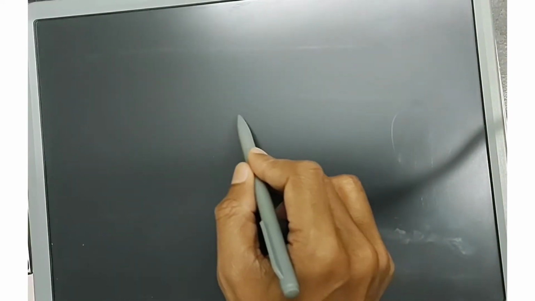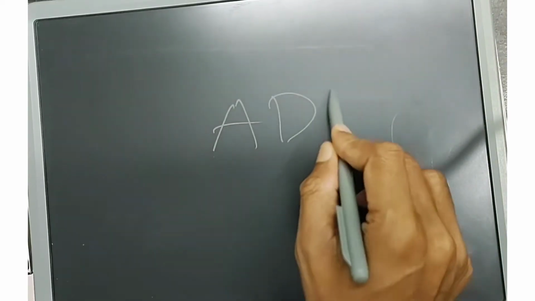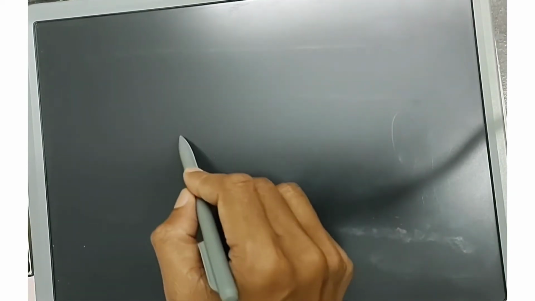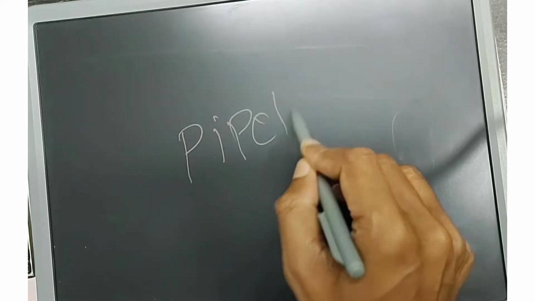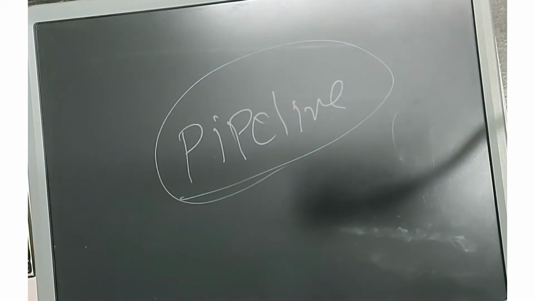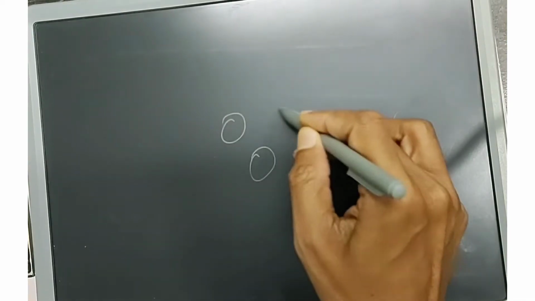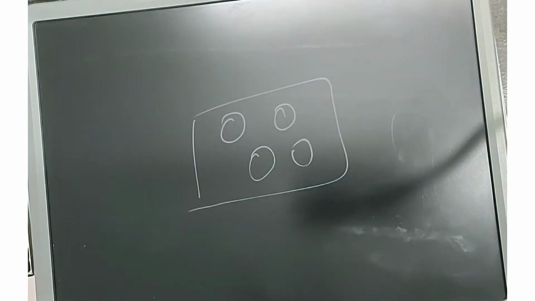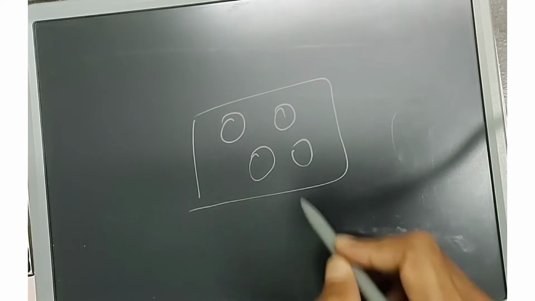So basically ADF contains 5 key components. So first one is pipeline. What is meant by pipeline? Pipeline is a logical grouping of activities. So we will call pipeline a logical grouping of activities.